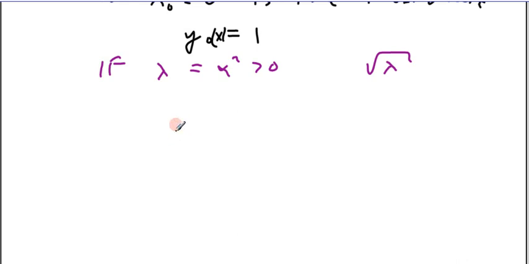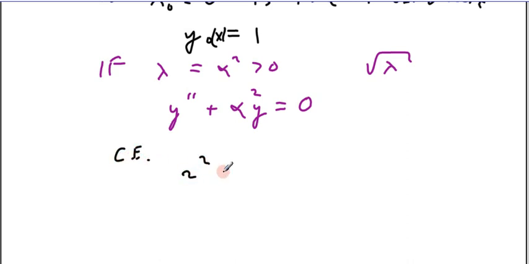That being the case, we have y double prime plus alpha squared y is equal to 0. With that, we have a characteristic equation, r squared plus alpha squared is 0. That characteristic equation yields r's that are plus or minus alpha i.